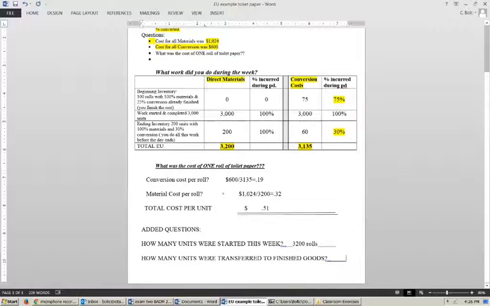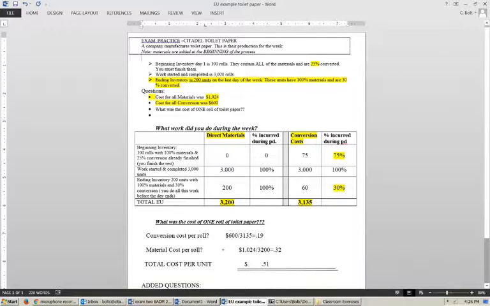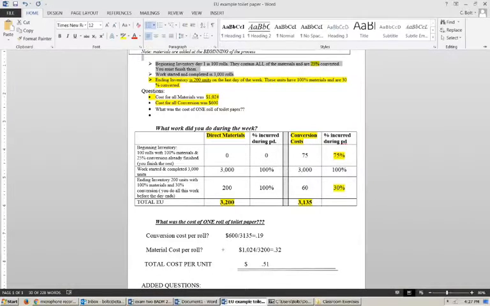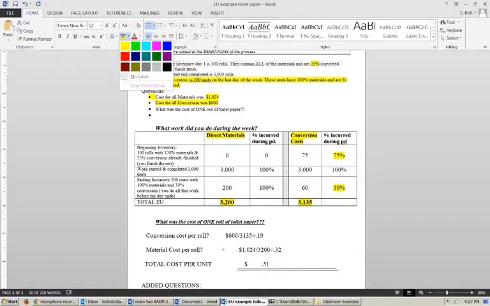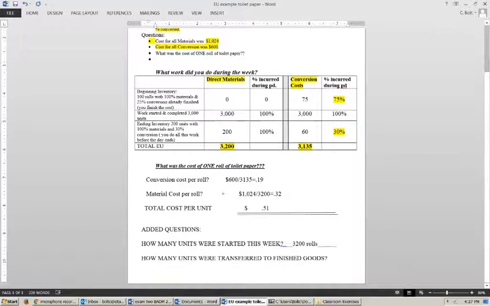Second added question, just to see if we can figure out the last piece of information. How much did we finish? Well, we had to finish this inventory, and we finished these 3,000. Let's change the color of ink on this so that it maybe helps a little bit. So that shows that we actually started and finished 3,100 rolls.